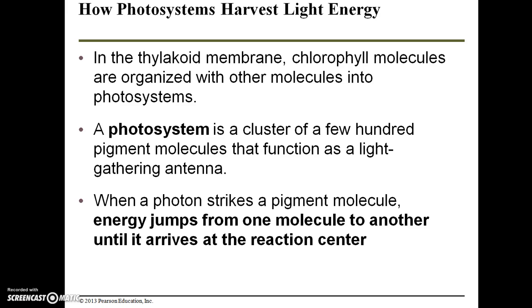So how exactly do photosystems harvest light energy? Well, in the thylakoid membrane, there are chlorophyll molecules that are organized with other molecules into photosystems. And a photosystem is a cluster of a few hundred pigment molecules that function as a light-gathering antenna. So they are basically just functioning to gather those photons. When a photon strikes a pigment molecule, energy jumps from one molecule to another until it arrives at the reaction center within the photosystem.